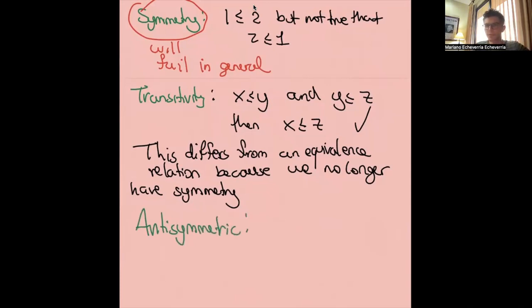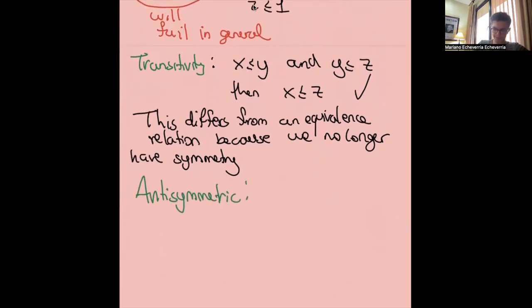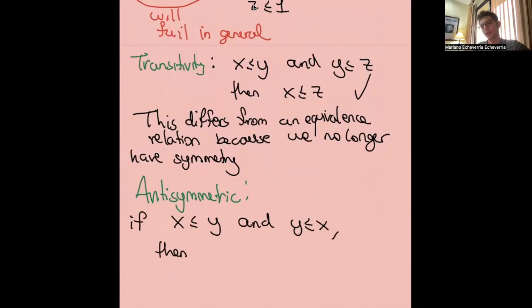Before telling you what it says in general, let's just think about this case. Imagine that you had x is less or equal to y, and y is less or equal to x. What could you conclude if this happens? If you have two numbers for which this holds, what can you say? Yeah, that x is just y. Good.